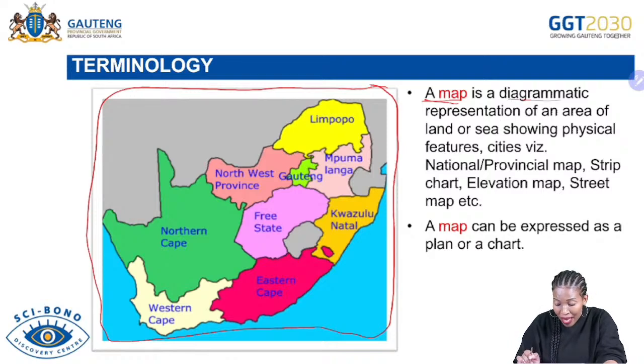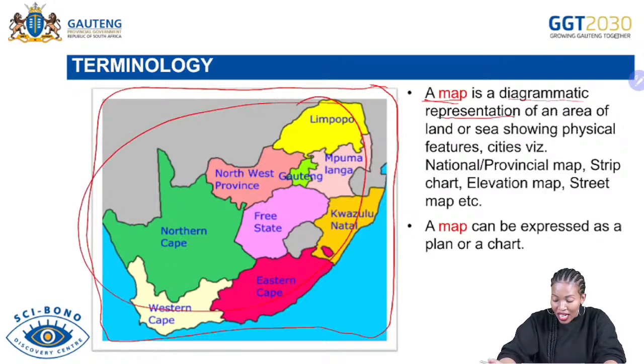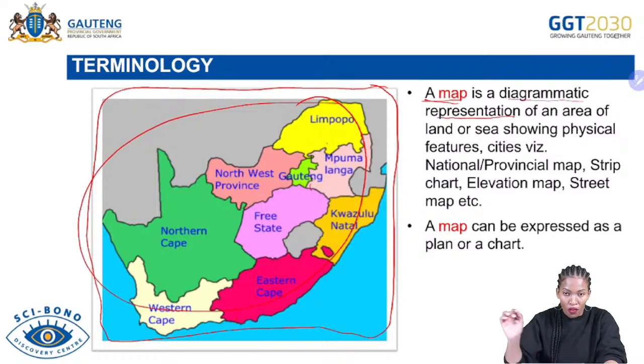It is a diagrammatic representation, as we can see here, of an area of land or sea, showing the physical features like the cities, the provinces, or the town. Sometimes it can even show the streets that are available in that particular area. So this example that I've given you here is a representation of an area of land, and it is showing the different provinces.